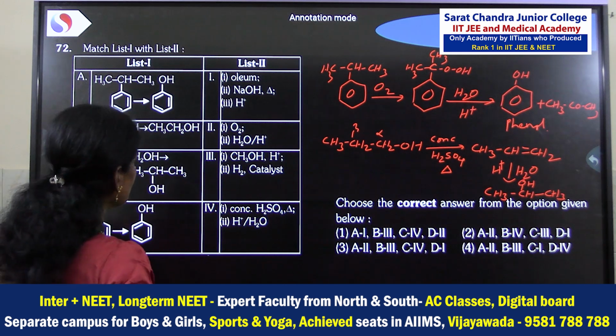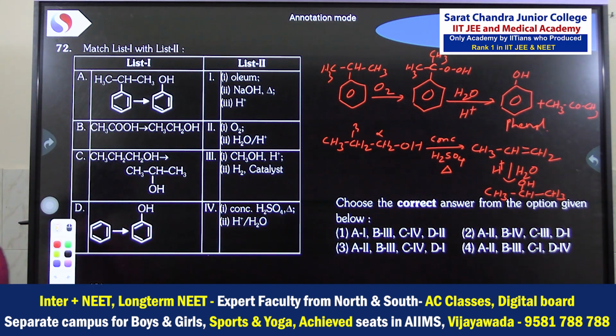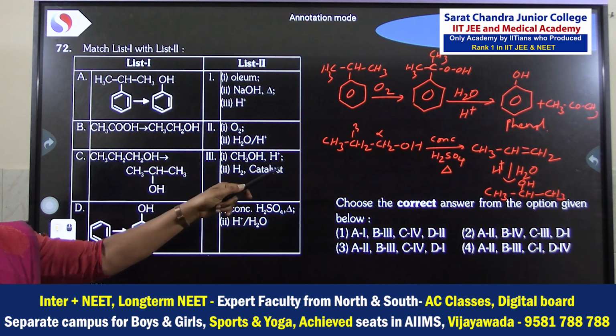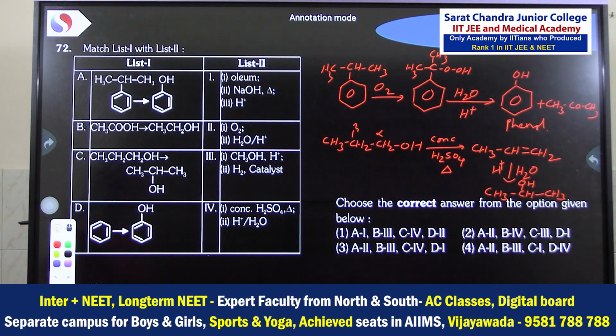So the correct reagent for this conversion is concentrated sulfuric acid followed by heating, and then the formed alkene is treated with water in the presence of acid catalyst. And coming to D, benzene to phenol. So the benzene to phenol conversion.